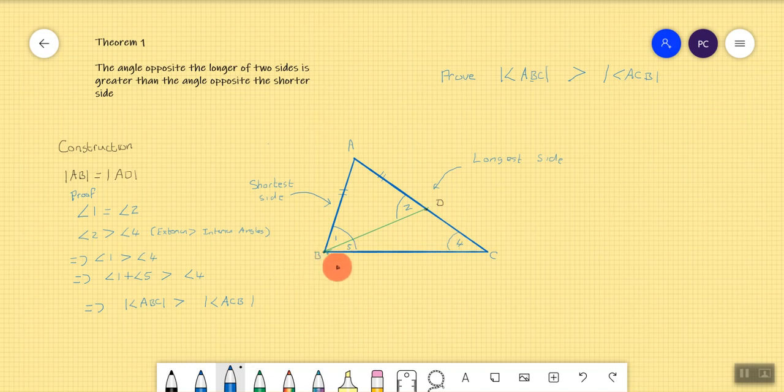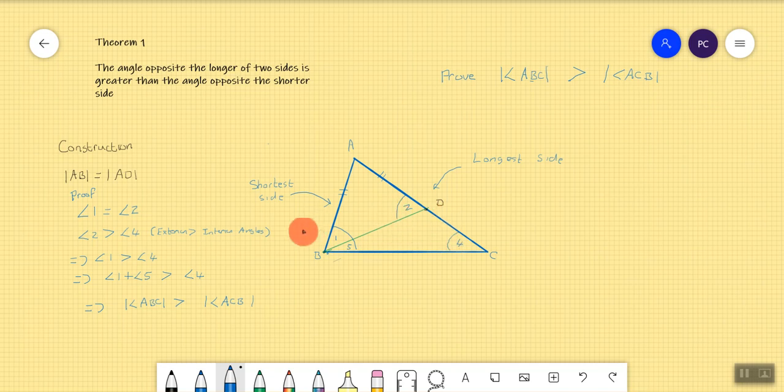And then from there, we can prove that this angle is equal to this angle because this here forms an isosceles triangle. These two sides are equal, so this angle has to be equal to this angle. So these will be equal to each other. And one of these angles on its own is bigger than this angle opposite the shortest side. So therefore, the angle opposite the longest side is actually made up of these two angles, one of which on its own is bigger than this one. So if we add this one in, it's definitely bigger.